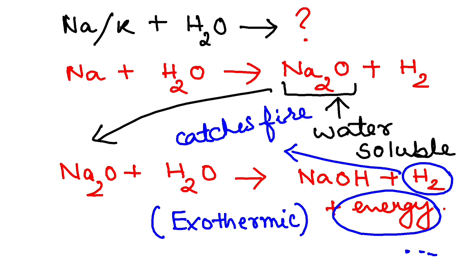Whenever potassium reacts with water, it produces potassium oxide. That potassium oxide is water soluble, so it reacts with water again to produce potassium hydroxide. Again it is highly exothermic, so the hydrogen gas that is being evolved will catch fire immediately. Alright, now after sodium and potassium, let us take the case of calcium.